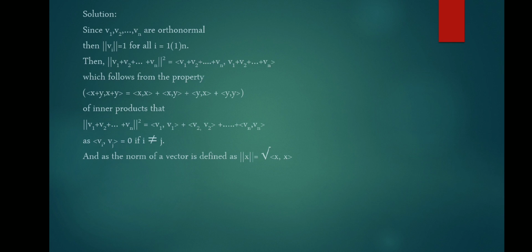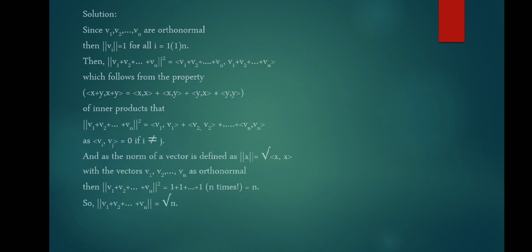the definition of a norm is the square root of the inner product of a vector with itself, and since these vectors are orthonormal, their norm is equal to 1, and therefore we have the sum of the norm squares equal to 1 plus 1 plus dot dot dot 1, which is n times 1, and when it is square rooted again, we have the result as root over n. This is our desired result.